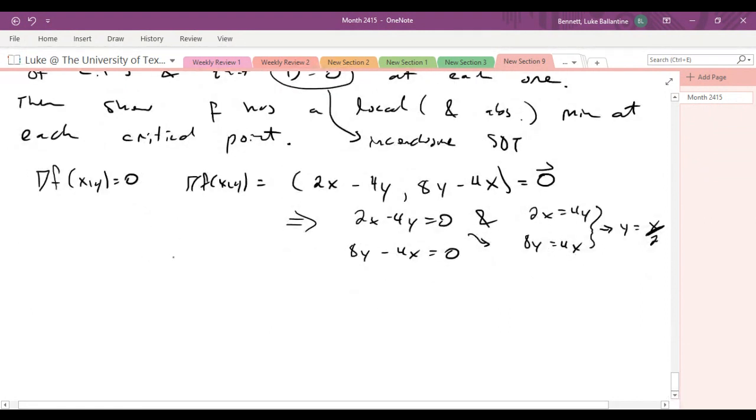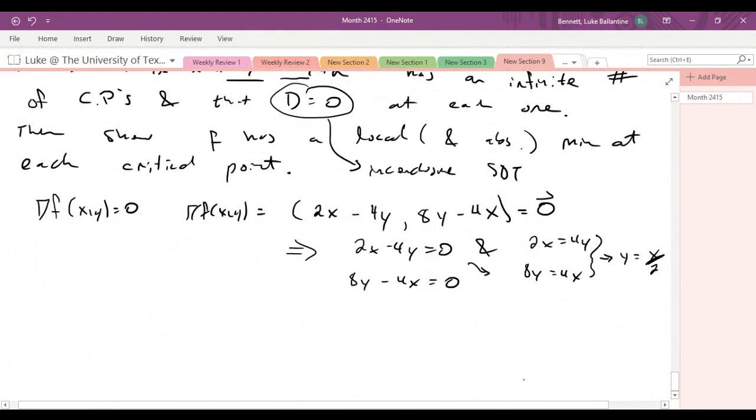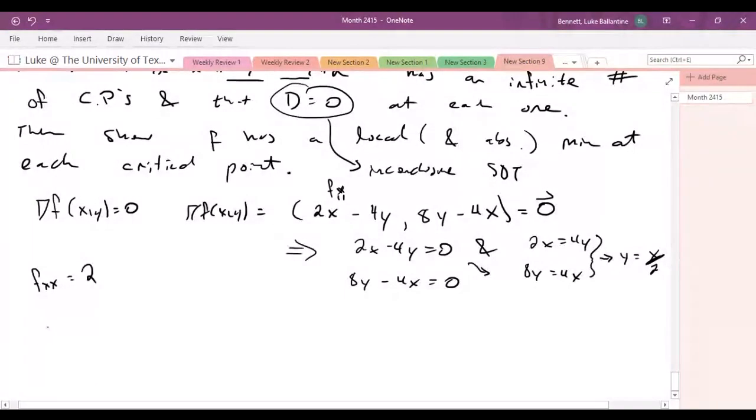In fact, since our function is a polynomial of degree 2 in x and y, when we take the second derivative, that will eliminate every variable, so the discriminant will be constant. It doesn't depend on x and y. Here, I'll show you. f sub xx is 2. f sub xy equals f sub yx: if we differentiate f with respect to y, we get negative 4, and differentiating with respect to x, we also get negative 4. So that checks out. f sub yy is 8. There's no variable in any of my second partials, so it's independent of x and y.